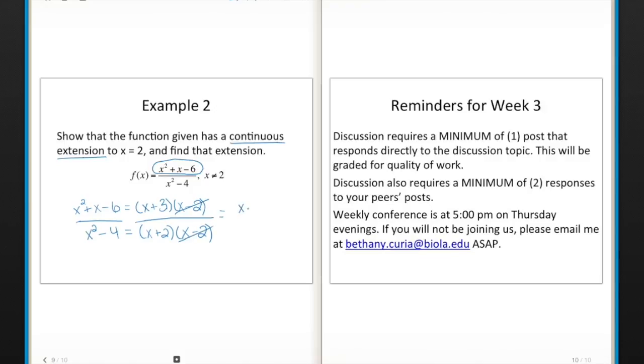So if we would like to reduce our rational expression, x squared plus x minus 6 divided by x squared minus 4, we can cancel out that common factor of x minus 2. That leaves us with x plus 3 over x plus 2. This is a much simpler version of what's really the same function. Now if we plug in x equals 2, we're not going to get that nasty 0 on the bottom. We're going to get 2 plus 3 over 2 plus 2, which leaves us with 5 over 4.